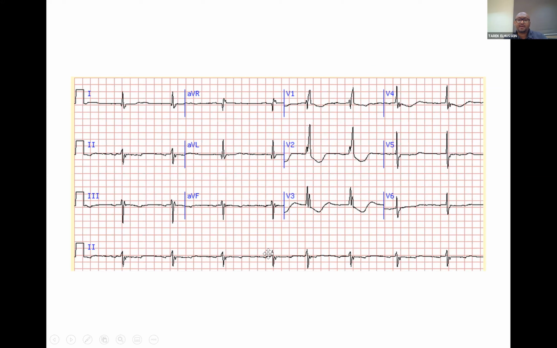Now let's look at the original rhythm here. The question is, is this a sinus rhythm or no? I can see a lot of artifacts here. So I try to look meticulously, do I see a clear P wave or no? Do you see any clear P wave here? No. Any clear P wave?